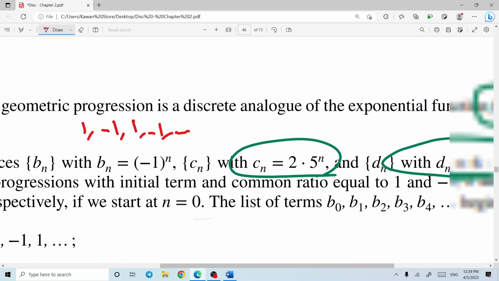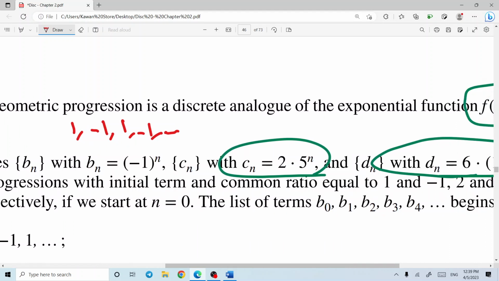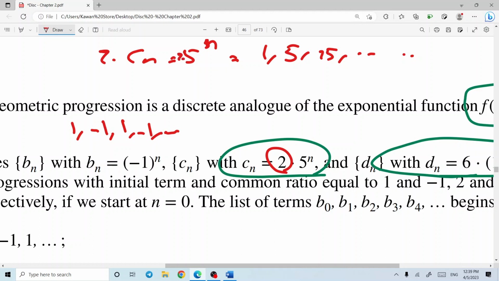How about c_n? Can you expand c_n? So we have 2 multiplied by 5^n. I'm going to find the first 5^n. If n is 0, I'll get 1. If n is 1, I'll get 5, then 5 squared, 5 cubed, and go on. But here we multiply by 2, so I'll get all these elements multiplied by 2. So it will be 2, 10, 50, and go on. I think it's easy, right?